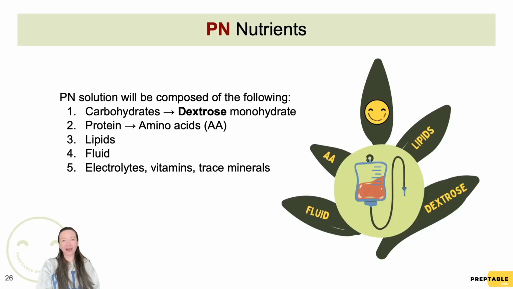Here's a slide to show you the breakdown of what PN solution is composed of. Typically, it's a mixture of carbs, specifically dextrose monohydrate, protein in its most broken down form, amino acids, lipids, fluid, and then a mixture of electrolytes, vitamins, and trace minerals. There are many different mixtures out there that contain varying amounts of all of these nutrients, and it's important for you to learn how to pick which one is most appropriate for your patient. So with that in mind, let's dive into each one of these components a little more deeply.